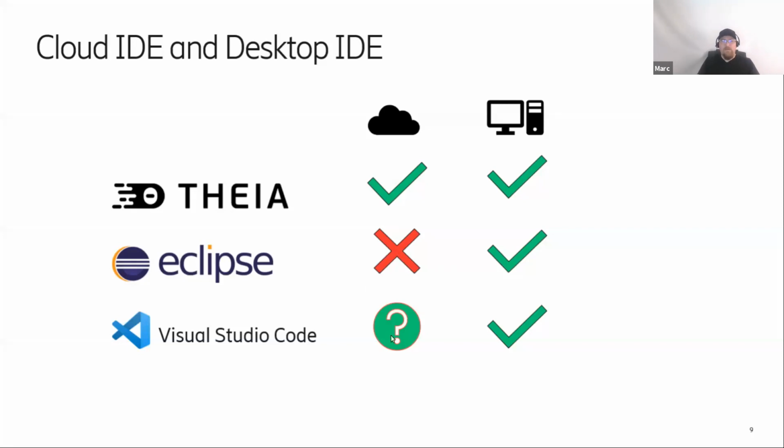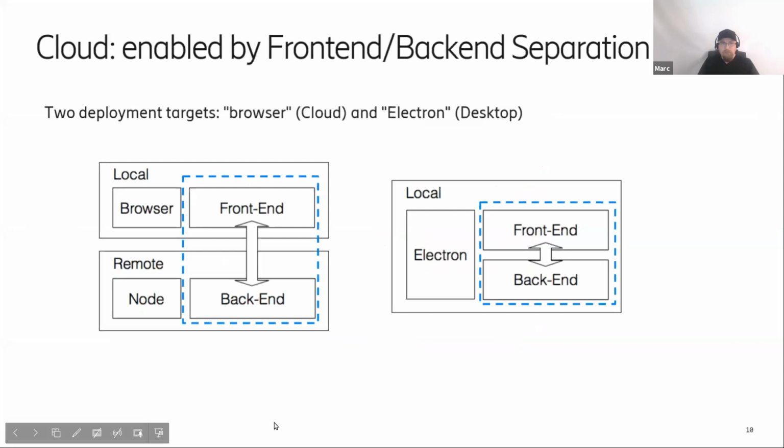Well, VS Code, there's a bit of a question mark. It seems like they're going in the direction of offering maybe a browser version, but I don't think it's quite there yet. How can we do that? We have front-end, back-end separation. The front-end runs in the browser and the back-end is a Node.js application that runs on a machine somewhere. It can be your local machine if it's running in Electron, or it can be remote.